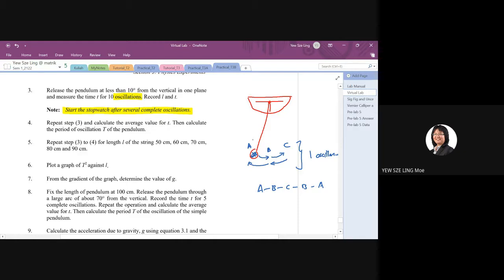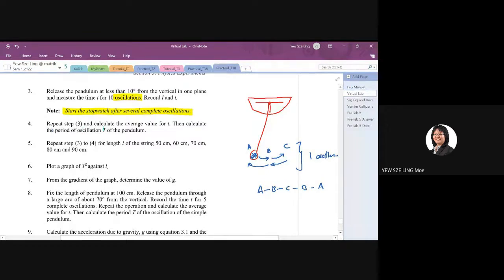I want to see the counting in your video. You can count by using text or you can count with your voice. Count 10 oscillations and then stop the stopwatch. So in your video, you need to show that you start the stopwatch and then stop the stopwatch. So start the stopwatch after several complete oscillations, and then record the time taken for 10 oscillations. And then what happens next? It asks you to calculate the period of oscillation.